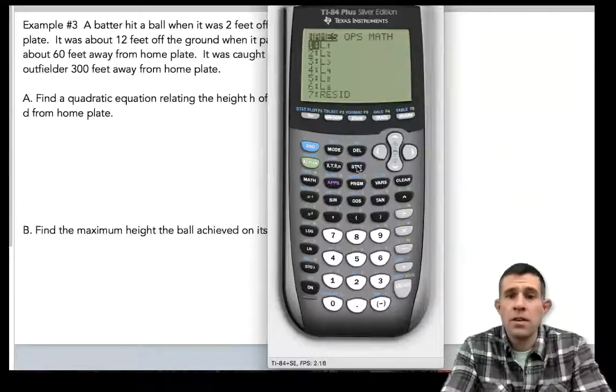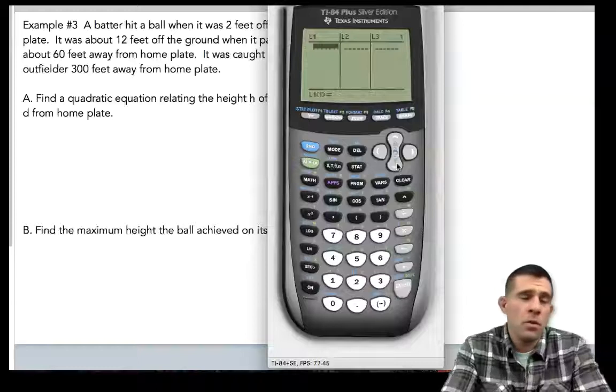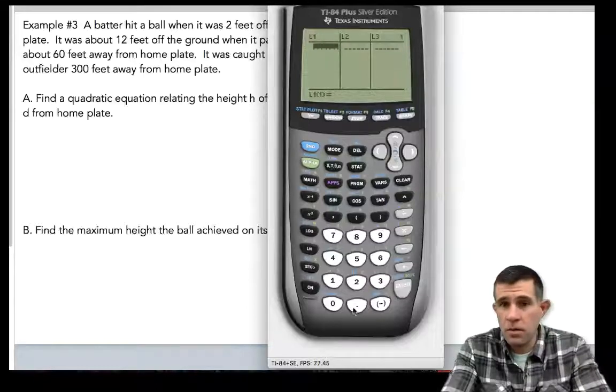So we're going to go back to our stat. Oops, I hit stat. And then we're going to edit our lists 1 and list 2. Remember, you can arrow up and highlight the entire list to clear it. And then in list 1, we are going to put our distance from home plate. So our first height we have is 0 distance from home plate. The second height we have is 60 feet from home plate, so we're going to make that a 60. And then the final distance or height we have is from 300 feet away from home plate.